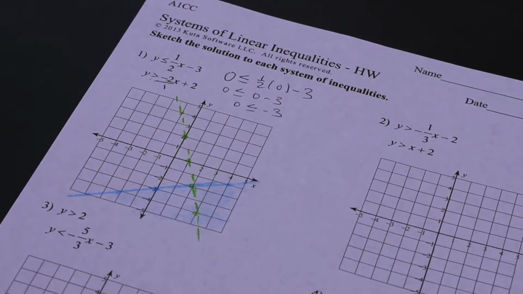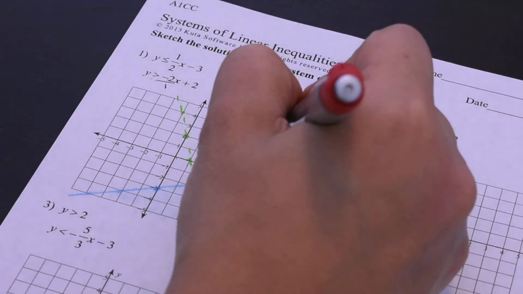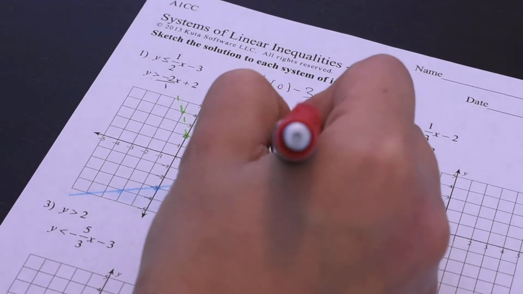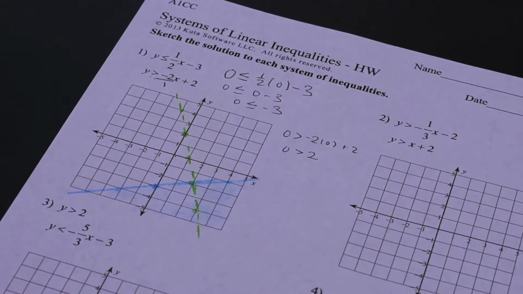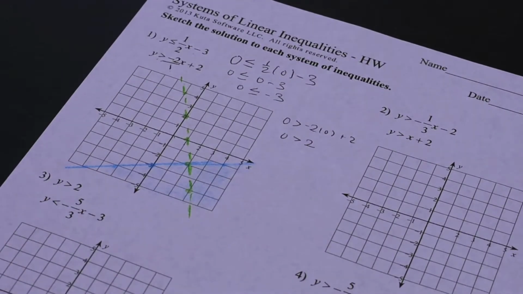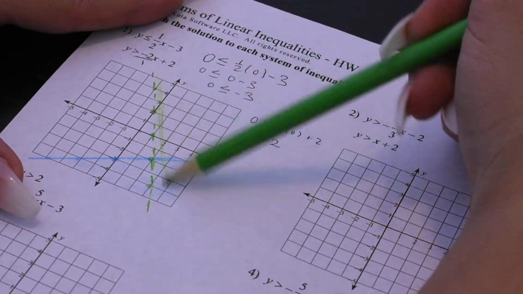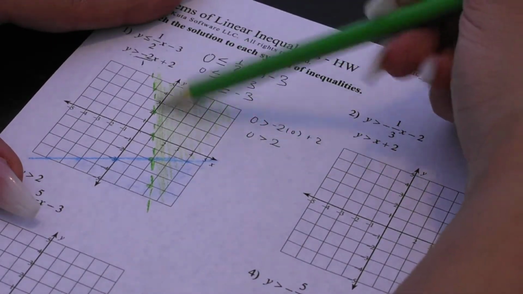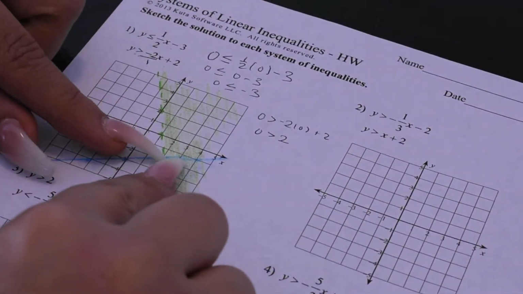I'm going to use the point 0, 0 and plug in for this one. So 0 is greater than -2 times 0 plus 2, so 0 is greater than 2. Is that true? No, 2 is greater than 0. That means I'm not going to shade this side because that includes that point. I have to shade this side. So the solution to this inequality set would just be this part right here.